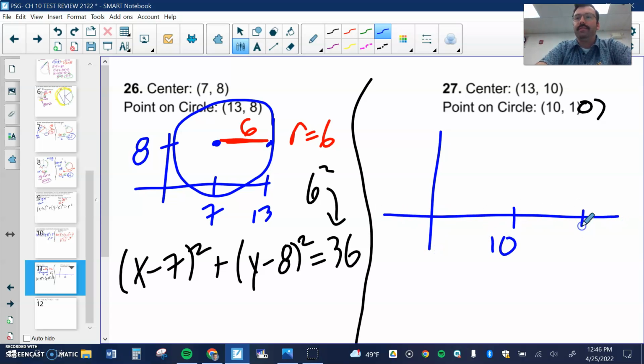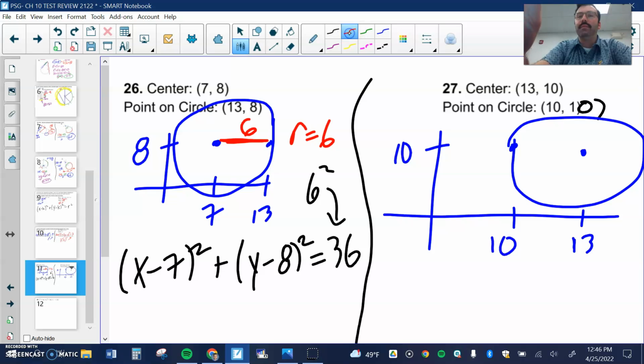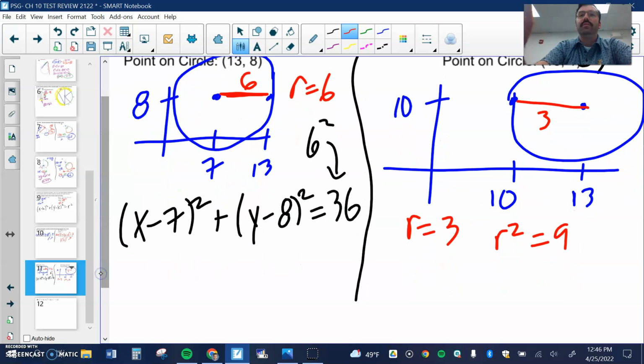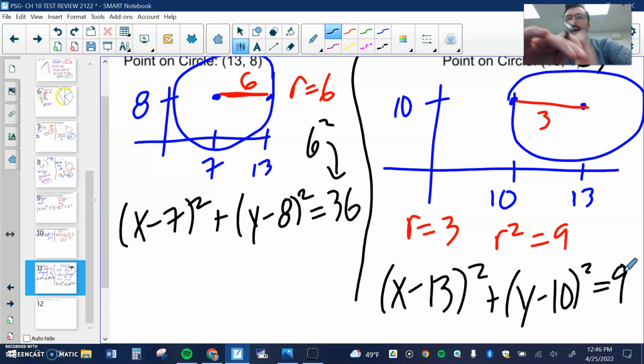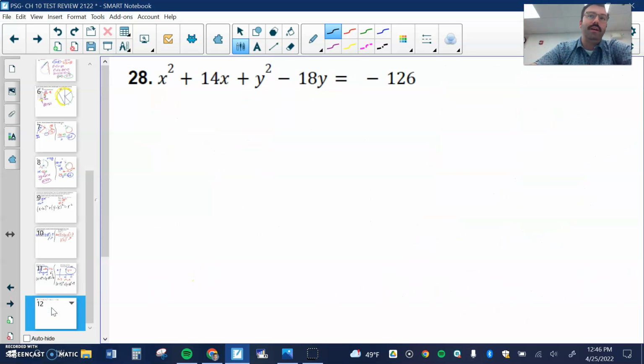So this is 10. This is 13. (10, 10) is the point, and (13, 10) is the center. It looks something like that. The length of the radius, how many units did I travel? I traveled 3. So r equals 3, so r squared equals 9. Clock is ticking. (x - 13)^2 + (y - 10)^2 = 9. Wow.